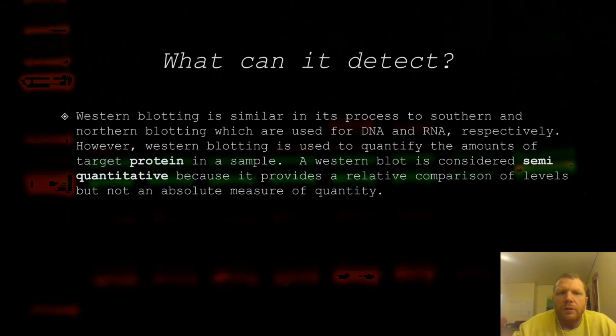Western blot is considered semi-quantitative because it provides a relative comparison of levels, but not an absolute measure of quantity. So I would group this in the same manner that I would say a Northern blot is quantitative. You can use images and analyze those images to get a quantitative measure of a product.